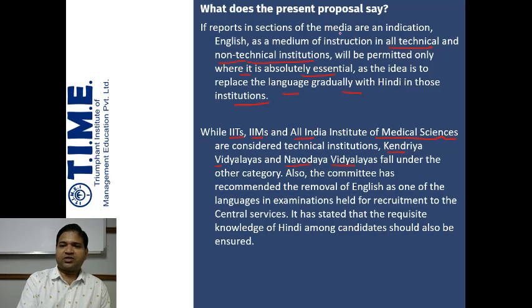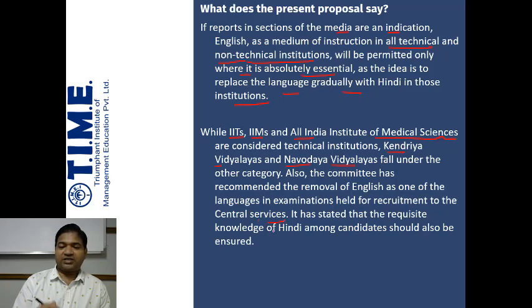If reports and sections of the media are an indication, English will only be used when it is absolutely essential. Essentially the idea is to replace the English language with the Hindi language in all these technical and non-technical institutes. Also, the committee has recommended the removal of English as one of the languages in examinations held for recruitment to the central services.